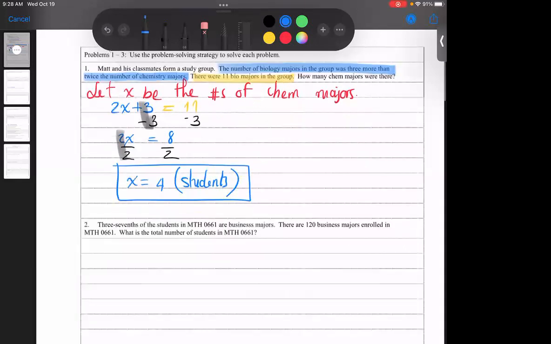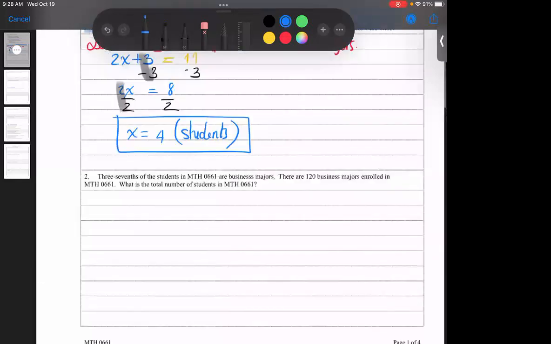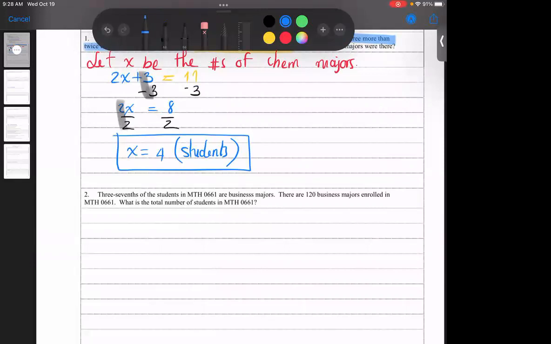Why don't you try number 2? At least be able to define the variable. Let X be something. I'll give you a point even if you don't know anything else on the exam.